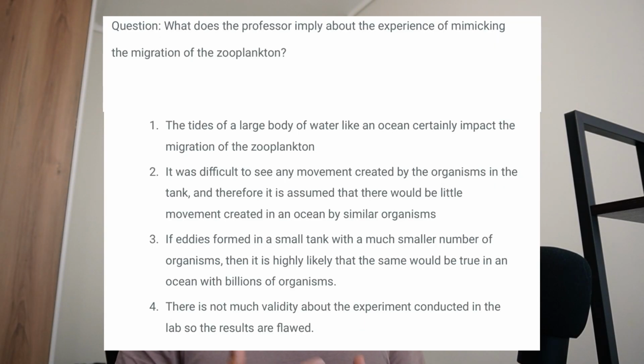So the professor, he mentioned experience of mimicking the migration of zooplankton. Did he say that just for explaining or providing an example? Or did he say that to kind of illustrate a different process? Did he say that to explain the difficulties or how efficient it is? Why did he say that? The understanding behind it. So that definitely helps.